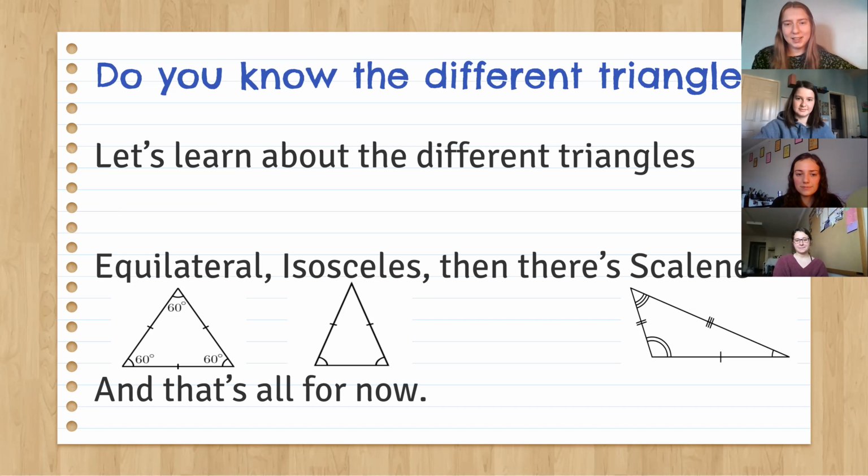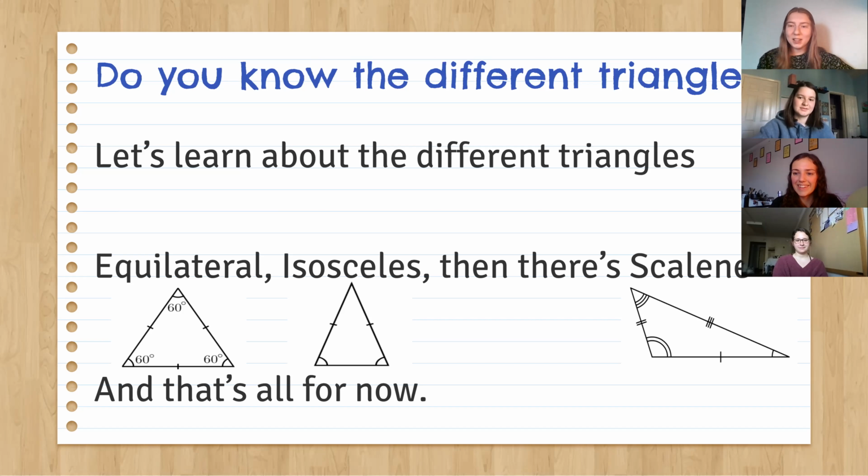Let's learn about the different triangles. Let's learn about the different triangles. Equilateral. Equilateral. Isosceles. Isosceles. Then there's scalene. Then there's scalene. And that's all for now. And that's all for now.